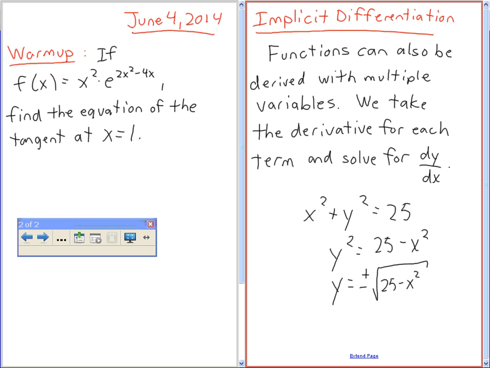Because you're going to have many solutions. If you get the slope, the radial slope and all that sort of stuff, it's going to be difficult. So we're going to find a new way, called implicit differentiation, that we're going to use today. Because this is messy to deal with.